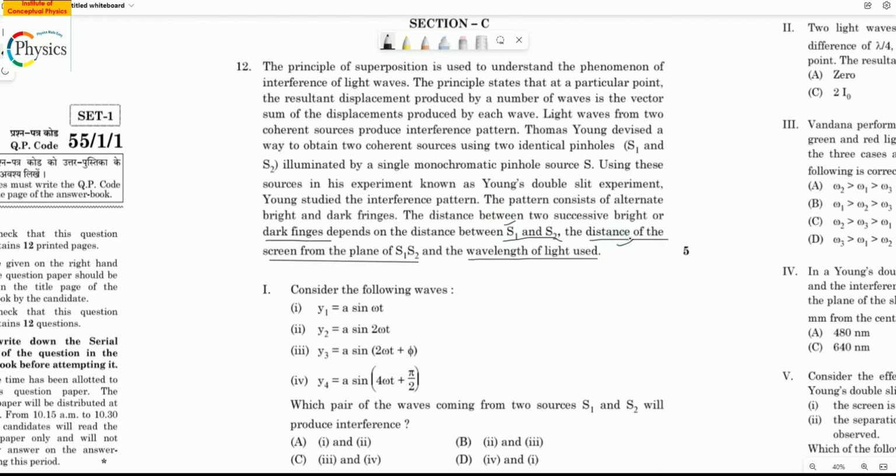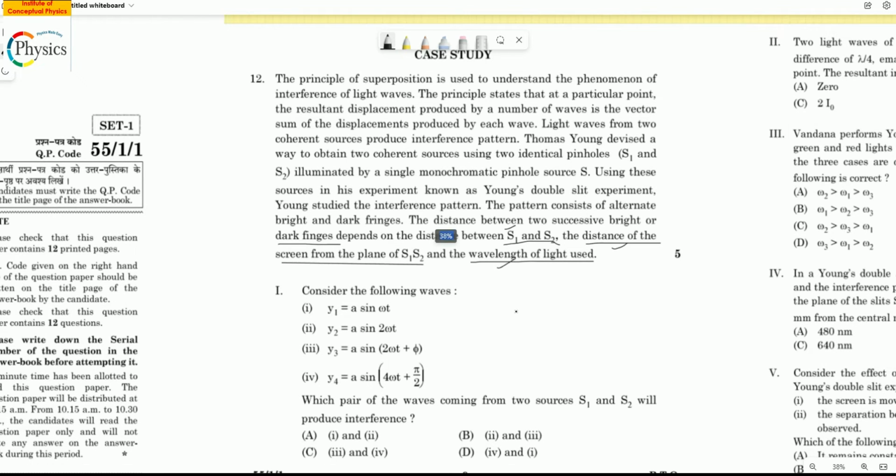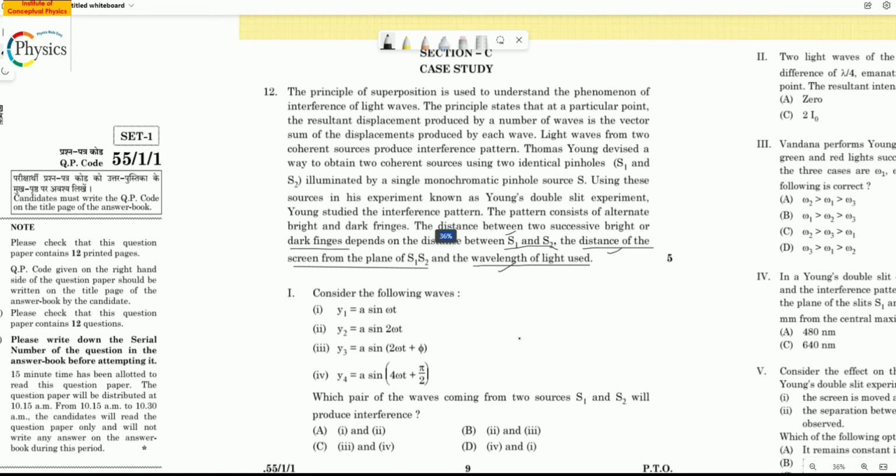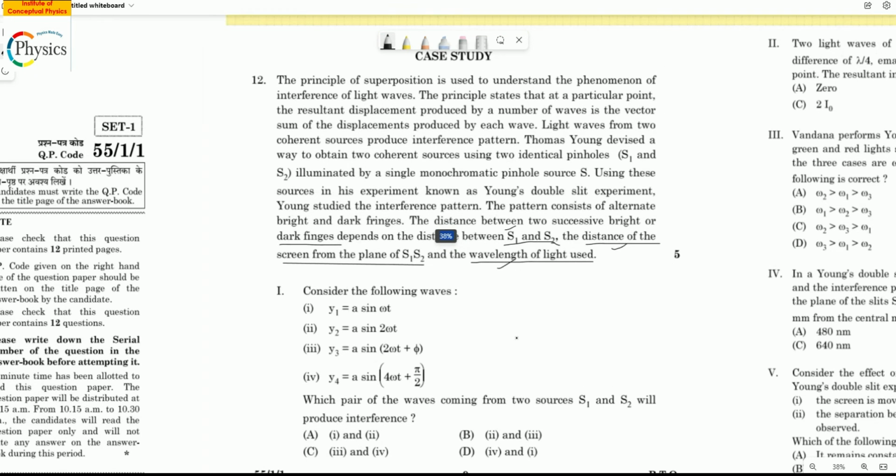Second, the distance between the plane of the slits and the viewing screen. And third is the wavelength of the light. And therefore, I said, please ensure that you watch the formula video. Otherwise, you will not be able to solve this question easily. Go and watch that video so that your formulas are clear in your mind. Brush up your concepts before this exam happens of the board or entrance examination.